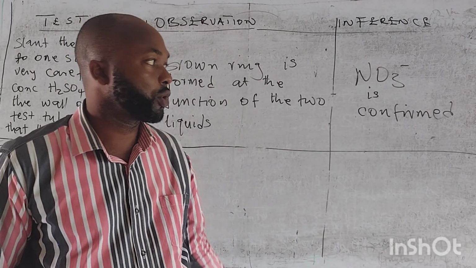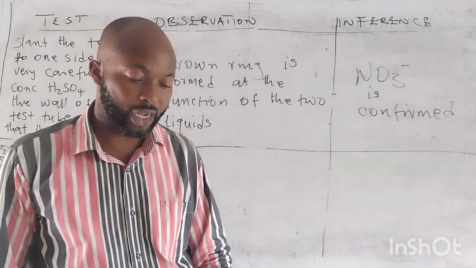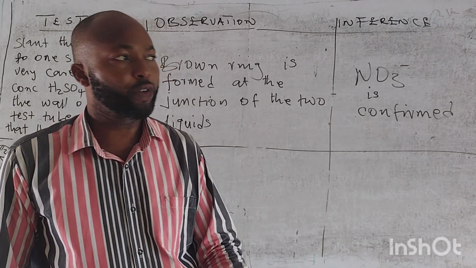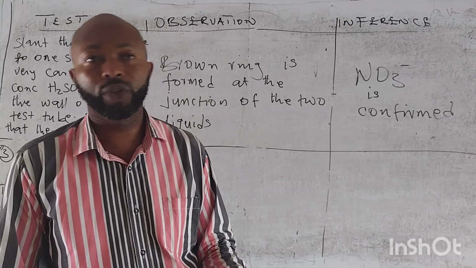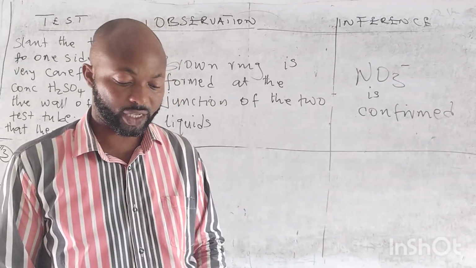So for today, we're going to stop here and see what happens in the next tests. We're going to have a whole lot of them: tests for bromide, iodide, chloride, CO3 and so on. So we'll see what comes out in the next experiment. Thank you.